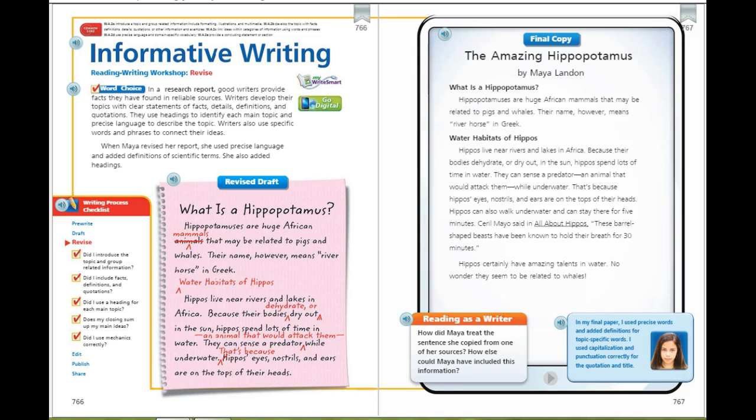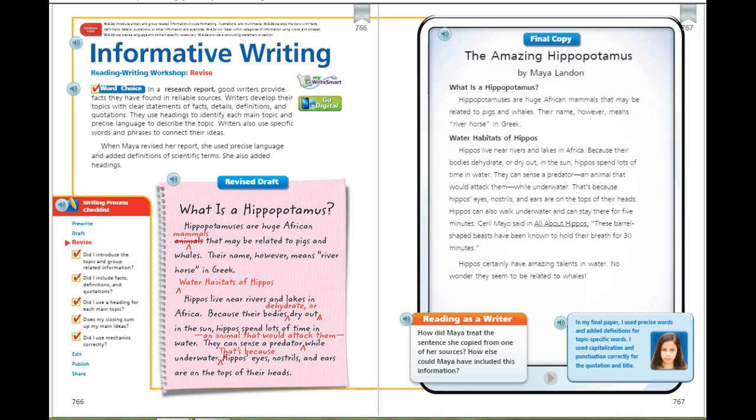All right, turn to page 766 in your student book. In a research report, good writers provide facts that they have found in reliable sources. Sorry, I was trying to say reliable and sources together, apparently. Writers develop their topics with clear statements of facts, details, definitions, and quotations. They use headings to identify each main topic and precise language to describe the topic. These are all things we've either talked about this week or we worked on last week. Writers also use specific words and phrases to connect their ideas.